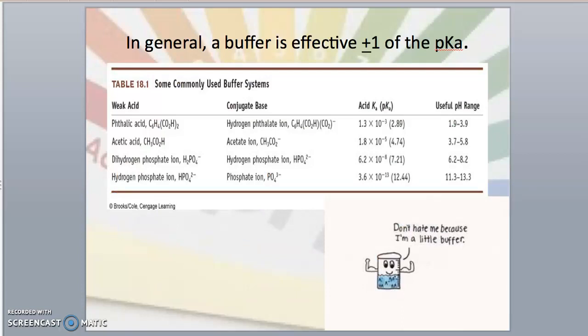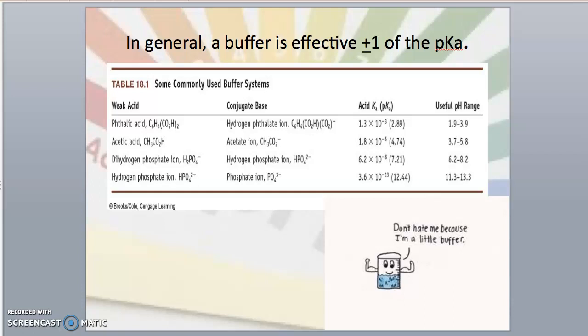This table shows some weak acid with conjugate base pairs. If we take the pKa of the weak acid, we can identify the buffered pH range. Since phthalic acid has a pKa of 2.89, it will buffer in the pH range of approximately 1.9 to 3.9.